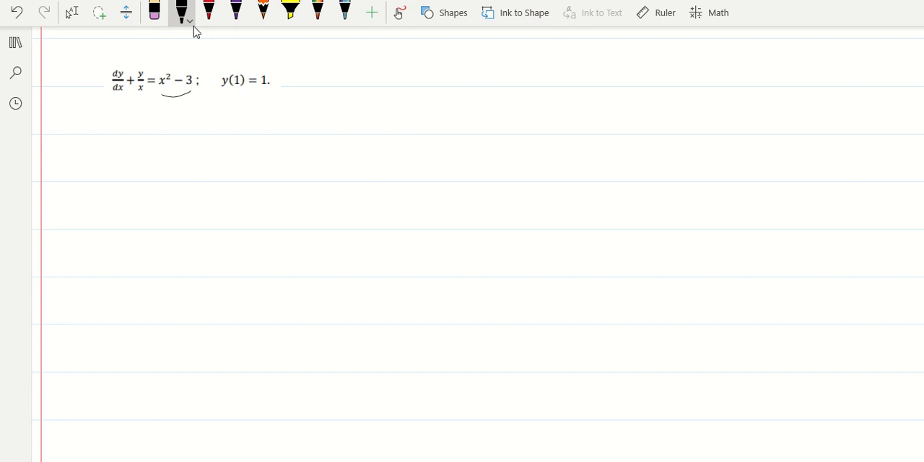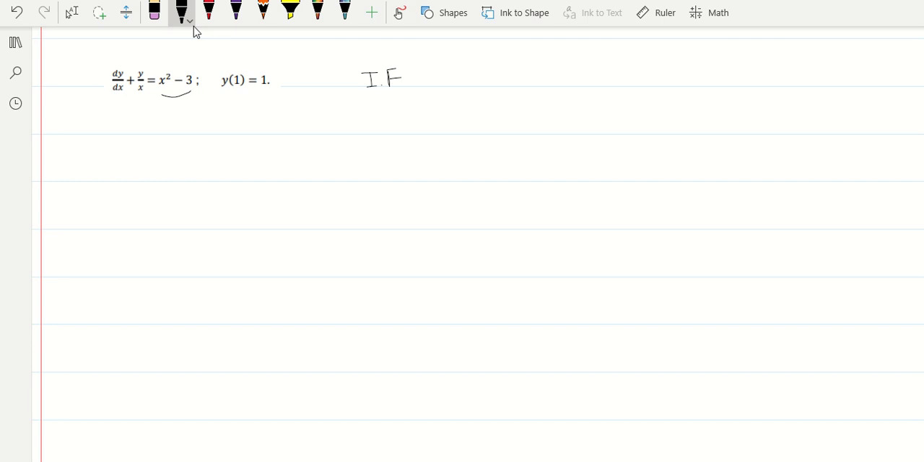And also on the right hand side, you can see x squared minus 3. It is obvious that this value on the right hand side is not equal to 0, so we are actually dealing with a non-homogeneous equation in here. So since this is a first order differential equation and it is not homogeneous, in order to solve this equation, we can use integration factor. If it was a homogeneous one, we could use separation of variables.